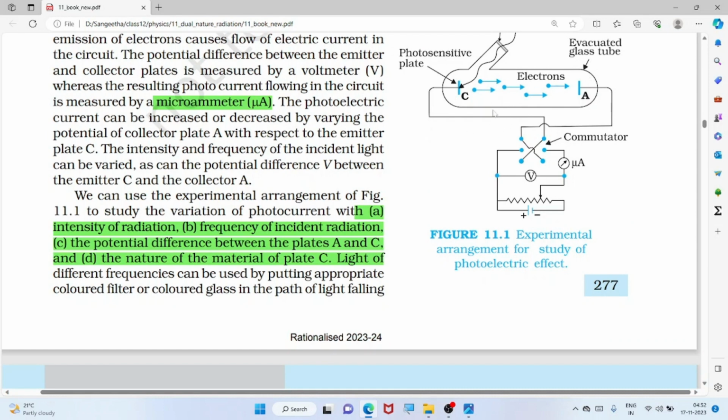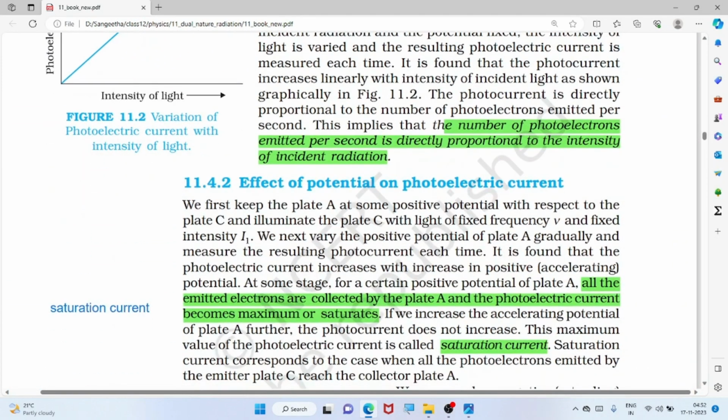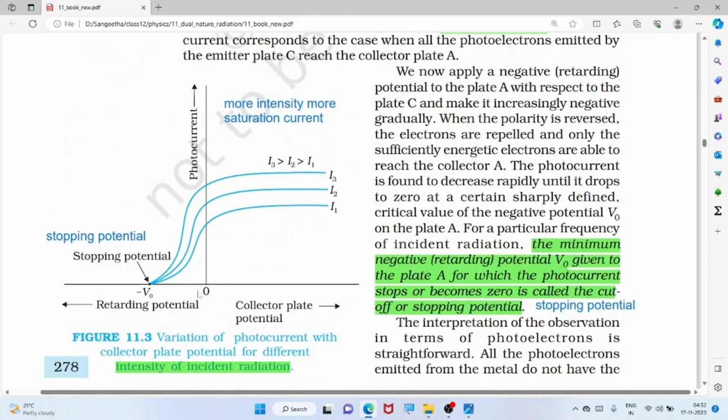That stopping potential is a measure of the kinetic energy of the electron. You reverse the potential here so that the electrons get repelled instead of collected. That is measured to compute the kinetic energy. e V naught, e times the stopping potential, is the kinetic energy of the electron. So that is important. This is stopping potential.